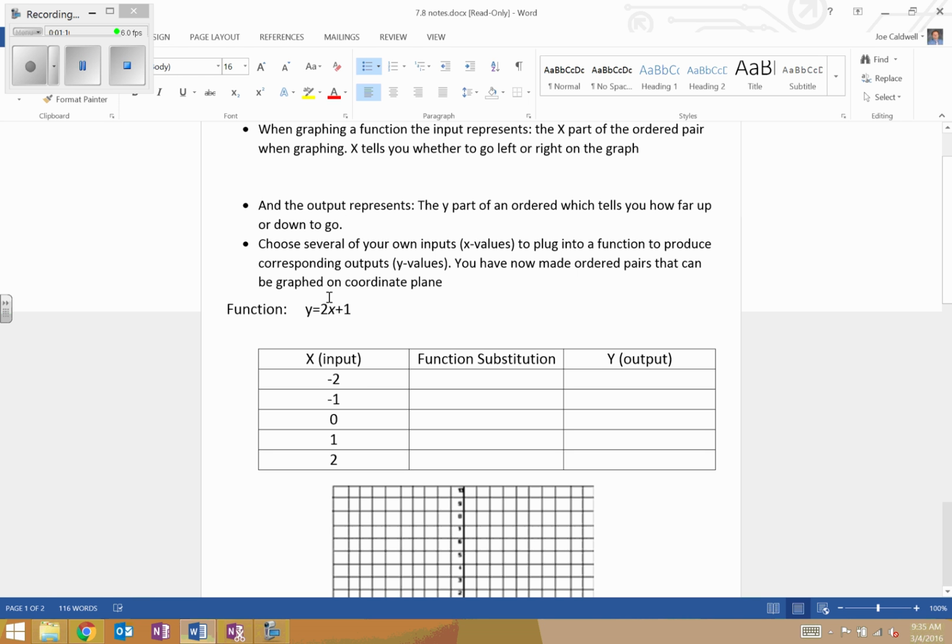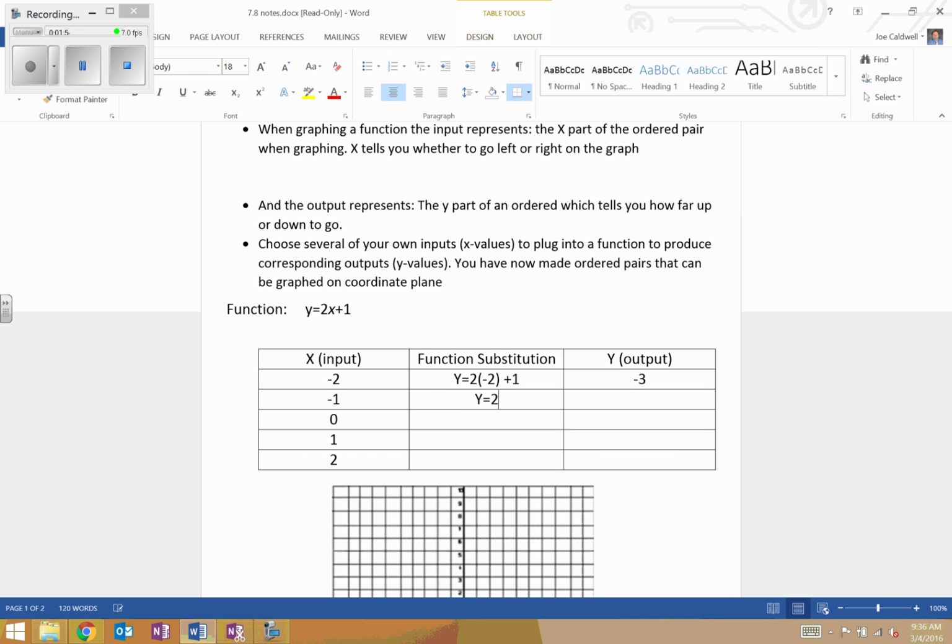So here's an example of a function. We're going to choose several inputs, I've chosen them for you in this case, to plug into this y equals 2x plus 1 function. First we're going to plug in y equals 2 times negative 2. Remember, 2x means multiply, plus 1, and 2 times negative 2 is negative 4, plus 1 is negative 3. So that's our output and our y value. We're going to do that for all of them real quick here.